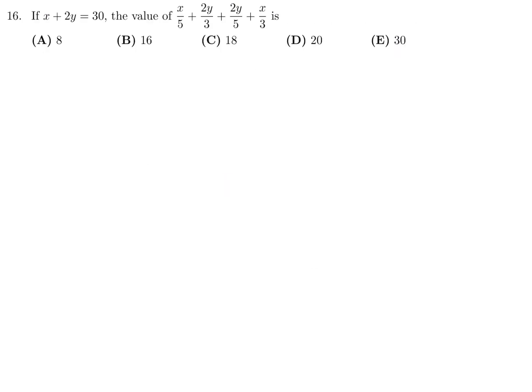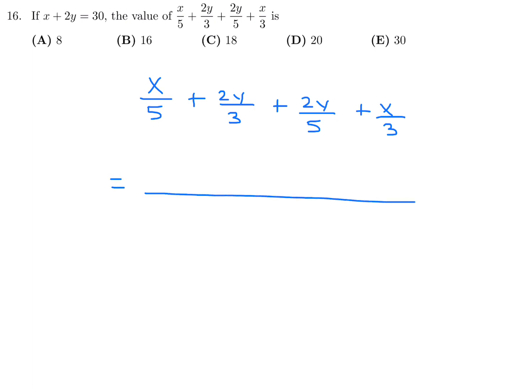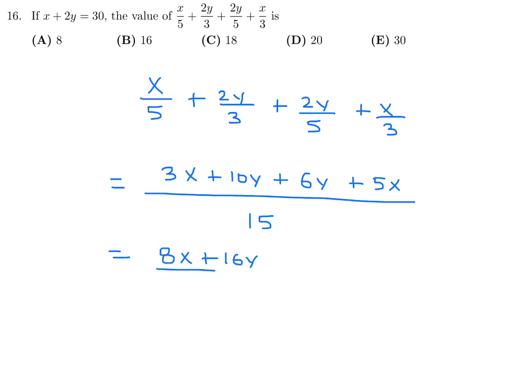If x plus 2y is 30, what is the value of this expression? Let's add it up and see what we get. And obviously, we will need a common denominator. And I believe that common denominator is probably 15. So we would get here 3x multiplied by 5, 10y multiplied by 3, 6y multiplied by 5, 5x. And this gives me 8x plus 16y over 15.